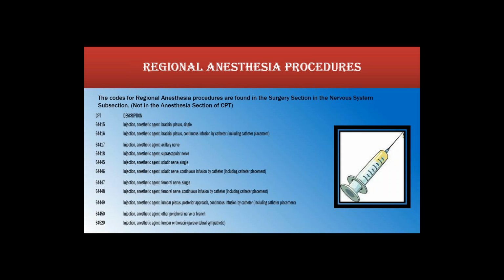CPT code 64450 is an injection of an anesthetic agent for other peripheral nerve or branch. This CPT is used to report nerve blocks of other nerve branches not specifically listed in this section. CPT code 64520. This is an injection of an anesthetic agent, lumbar or thoracic, for the paravertebral sympathetic nerve. This lumbar or thoracic block provides anesthetic relief for pain in the torso, the pelvis, and the lower extremities.